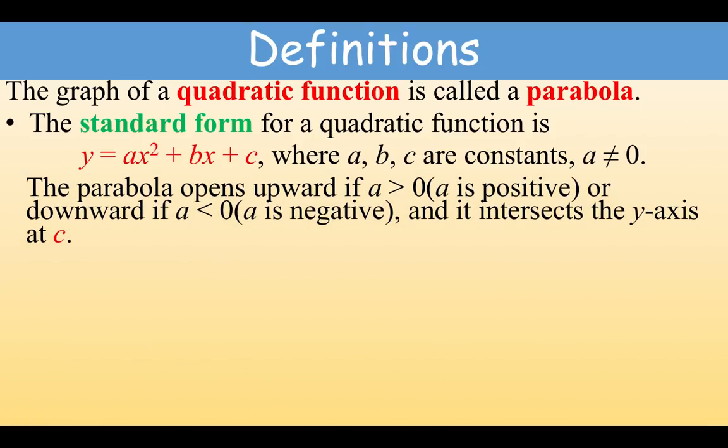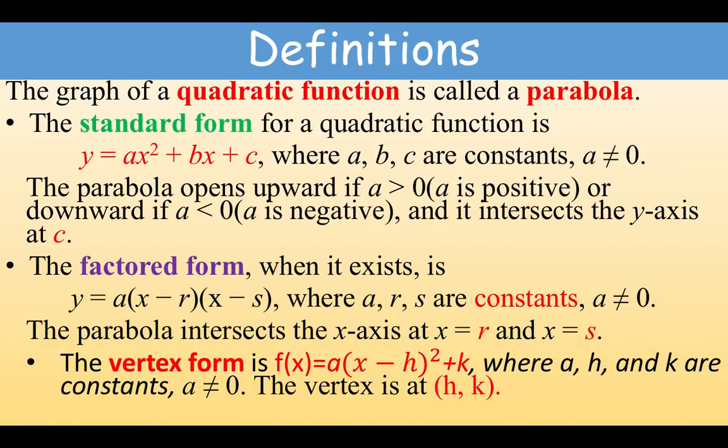The parabola opens upward if the a term is positive, or downward if the a term is negative, and it intersects the y-axis at c. So this parabola intersects the y-axis at the c value, y equals c. So there are some basic properties you should know of quadratic functions.